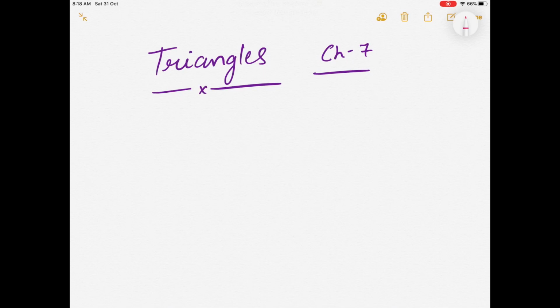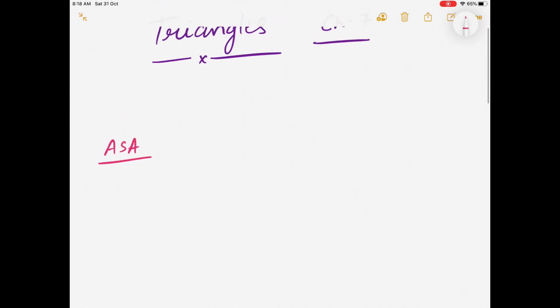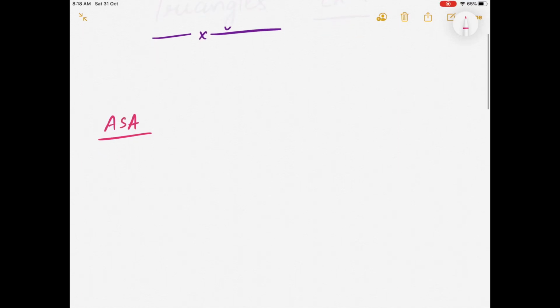Today in this video, we are going to understand and learn our second congruency rule, that is ASA congruency rule. In my last video, I taught you our first congruency rule, that was side angle side congruency rule. So if you want to understand what is side angle side congruency rule, you can go and check out my last video. In this video, we are going to understand our second congruency rule, that is ASA.